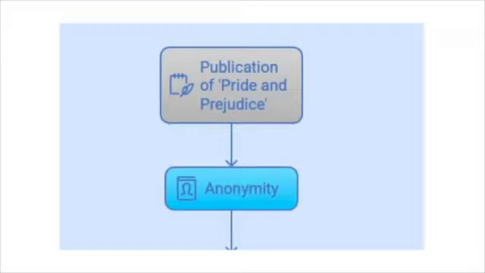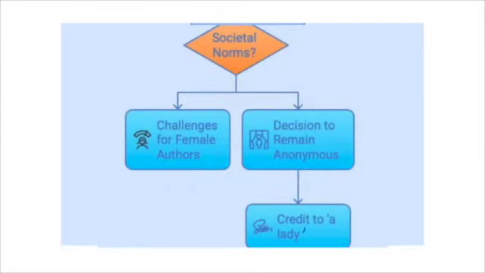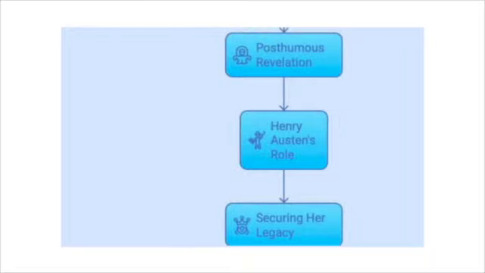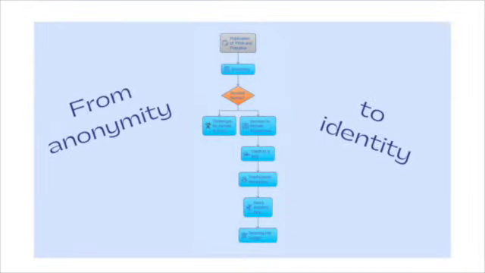Published anonymously in 1813, Pride and Prejudice reflects the challenges faced by female authors in Austen's era. Societal norms discouraged women from writing, so Austen credited the work only to a lady. Her identity was revealed after she died by her brother Henry Austen, securing her legacy as a literary pioneer.